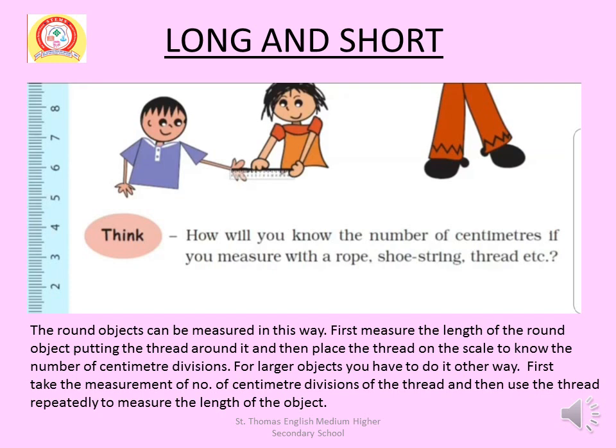Answer is, for this, after measuring the object with a string, we have to put the string on the scale and take the measurement. For larger objects, we can also do it this way. We first mark the number of centimeters on the string or rope and then use that repeatedly to measure the length. Okay? Clear?